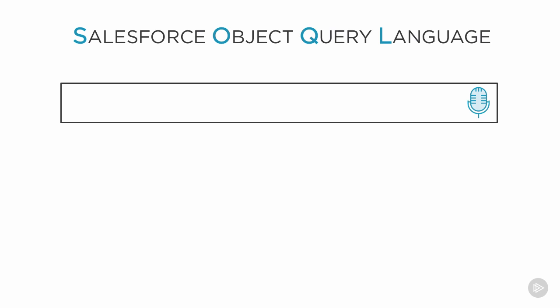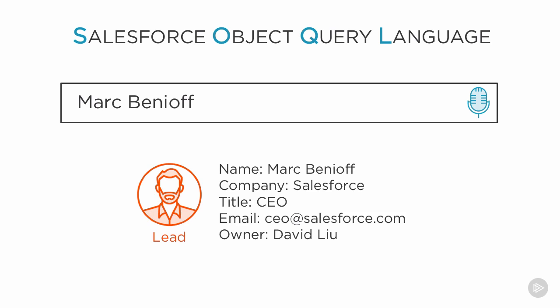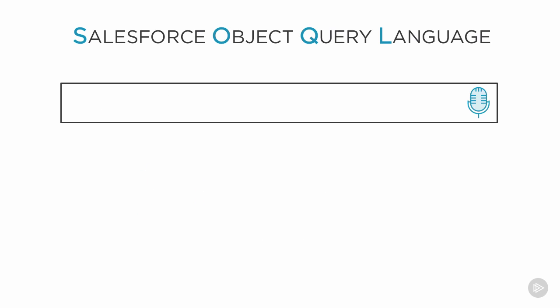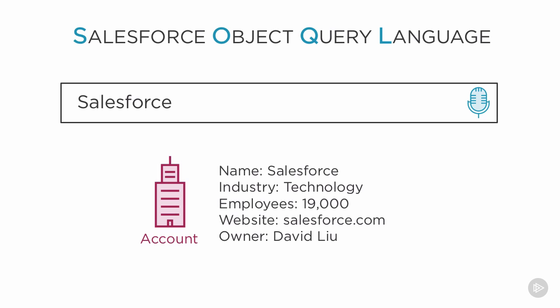Using SOQL, you can programmatically search your org for any records or settings. For example, we might want to use SOQL to search our Salesforce org to see if we had Mark Benioff in it as a lead. If he's in our org, our SOQL query would return a result like this with his record information. Similarly, we can use SOQL to search our org for an account named Salesforce, and our SOQL query would return us all possible results. We'll get into a lot more detail on SOQL in the next module.